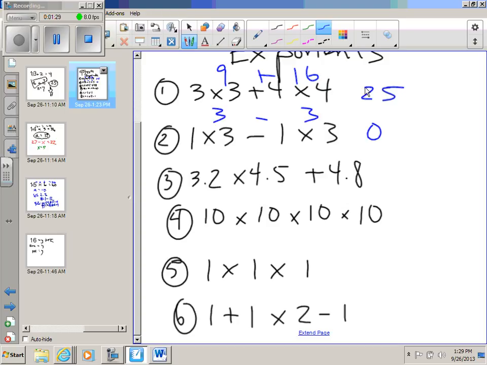Number 3, 3.2 times 4.5 plus 4.8. 19.2. Very good. I need to multiply first, then add. Very good. 4. 10 times 10 times 10 times 10. Go. 10,000. And 1 times 1 times 1.